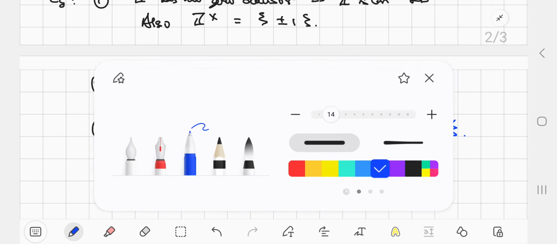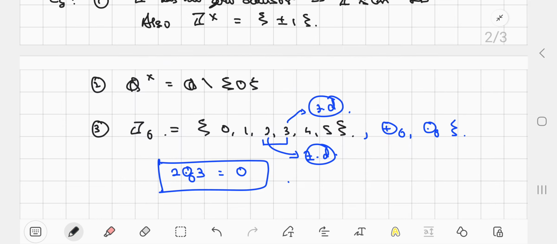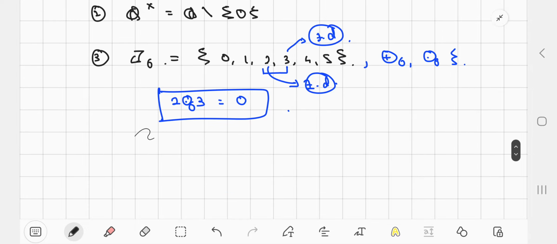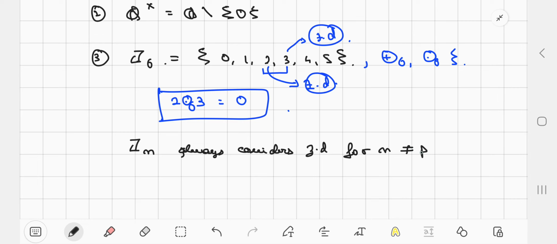Surely enough, we can arbitrarily define zero divisors for any Zn as long as n is not prime. Zn always considers zero divisors for n not equal to a prime p, right? And you can think of it in this way, that if n was a prime, then Zn typically forms a field. So every non-zero element is a unit, hence cannot be a zero divisor.